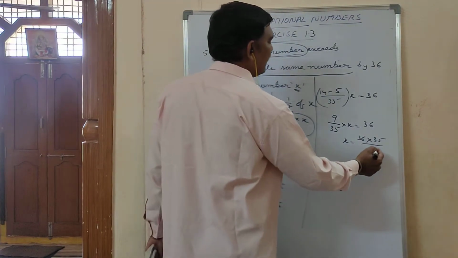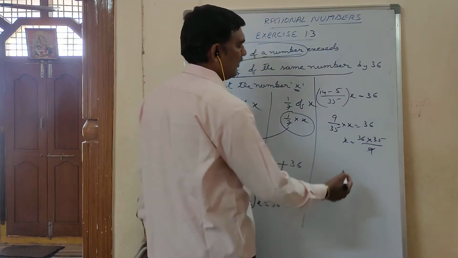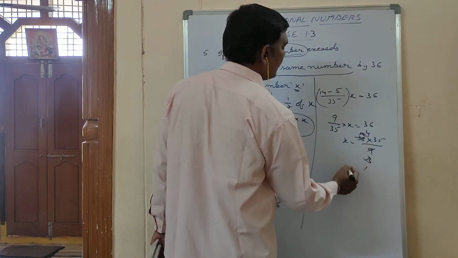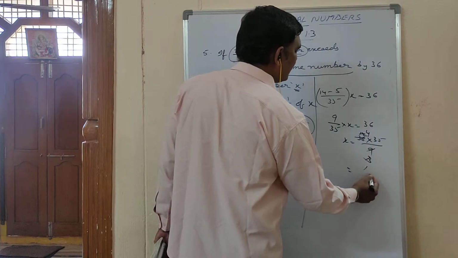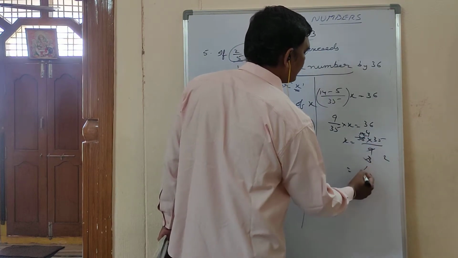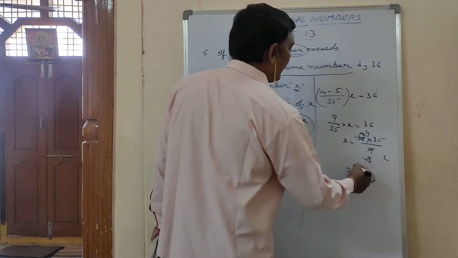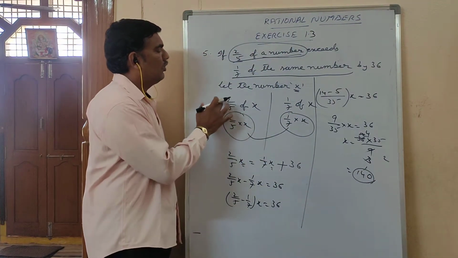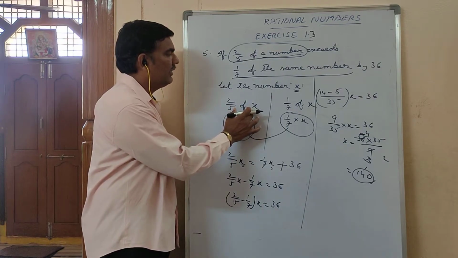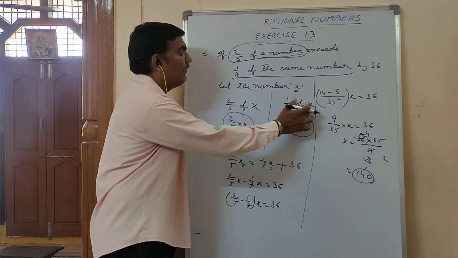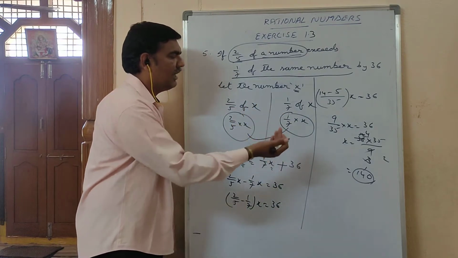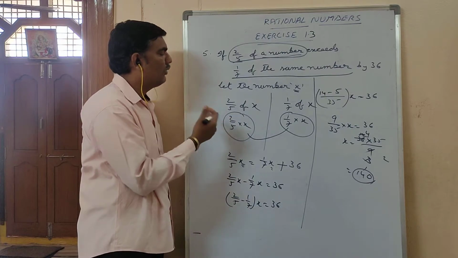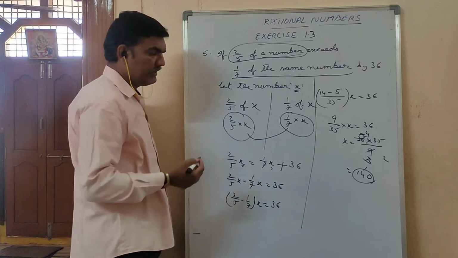Okay. 9 table or 3 table. 3 3s are 9, 3 12s are 36, 3 1s are 3, 4s are 4. 35 4s are 4 5s are 20, 0, 2, so 12 plus 2 is 14. So what is that number? 140. So 2 by 5 of 140 and 1 by 7 of 140, if you do subtraction, the answer should come as 36. That is checking. How to check?